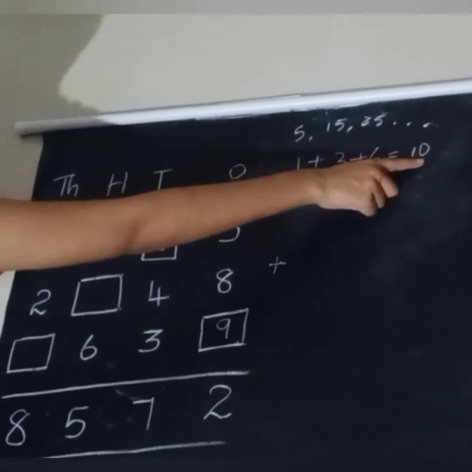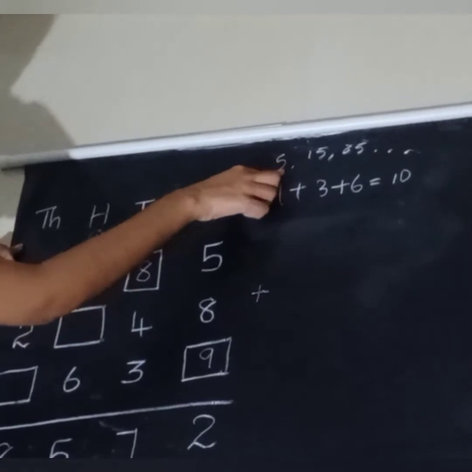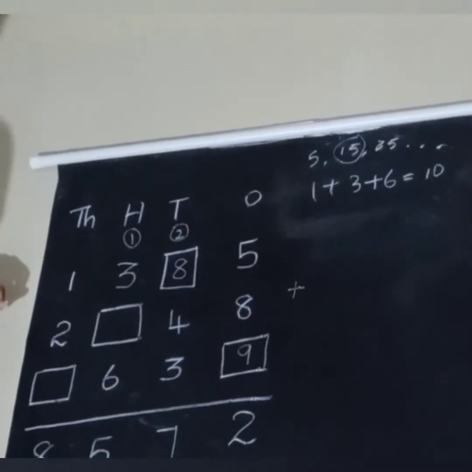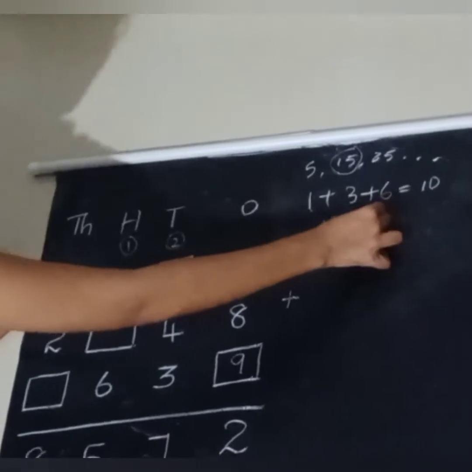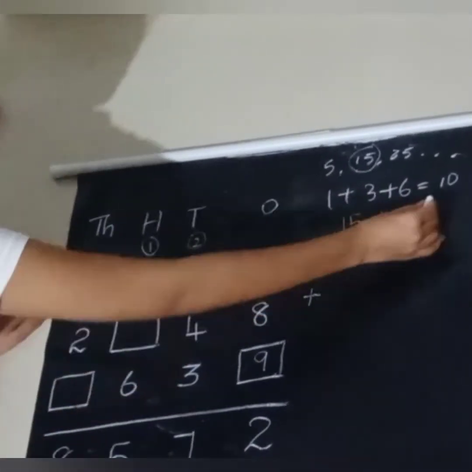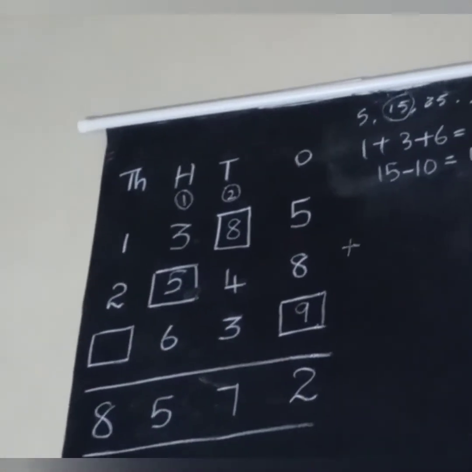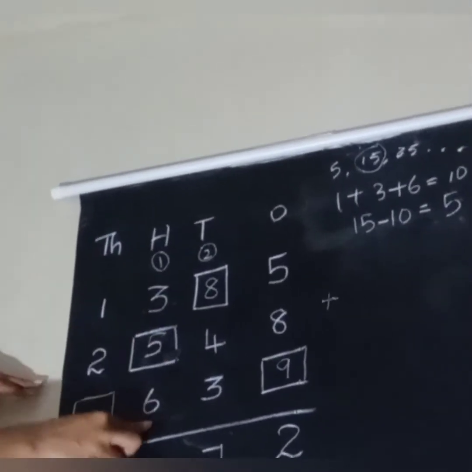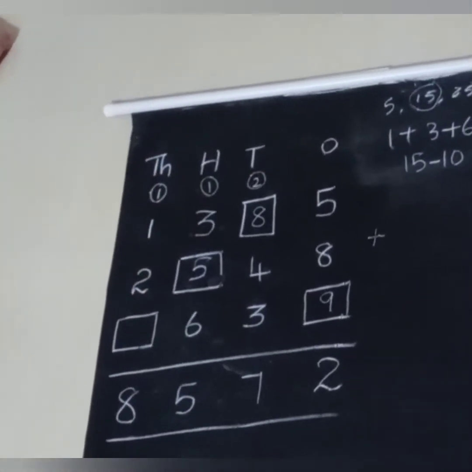Now let's compare these numbers with 10. The first one is 5. This 5 is less than 10, so we don't want to select that. The next number 15 is greater than 10, so you have to select 15. Now subtract 10 from 15. 15 minus 10 equal to 5. So mention this number in that empty box. Now we can check: 1 plus 3 plus 5 plus 6 equal to 15. So 5 down, 1 carryover.